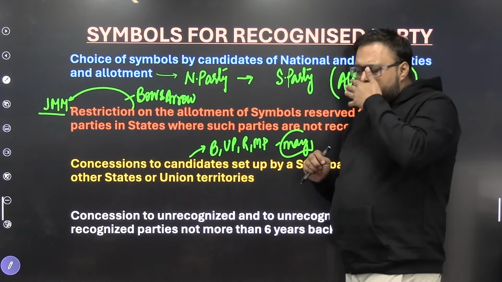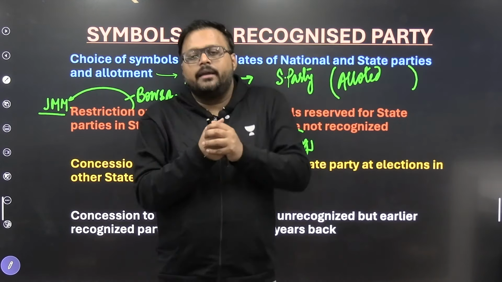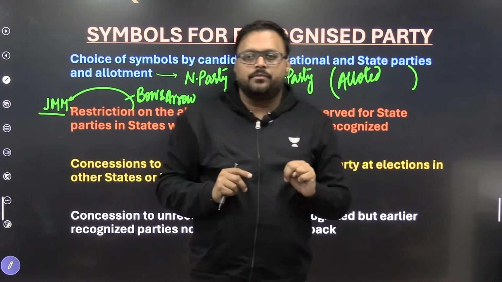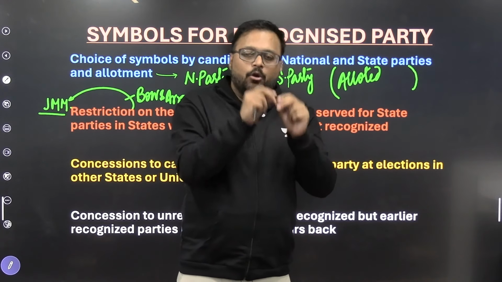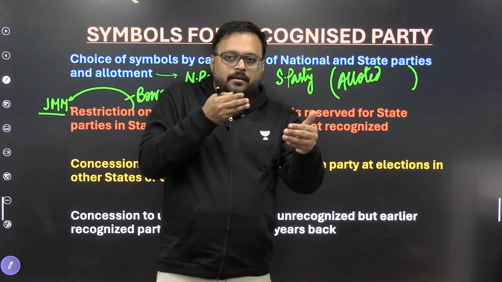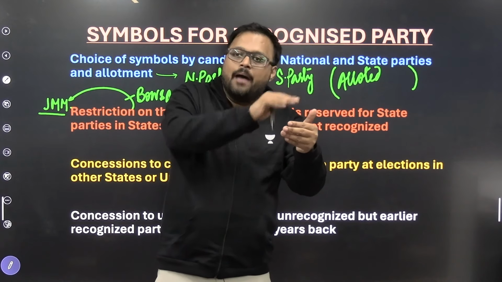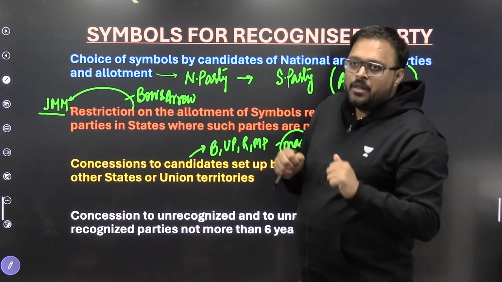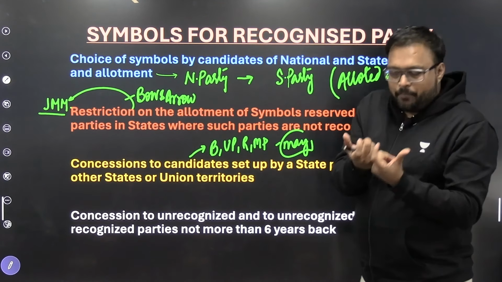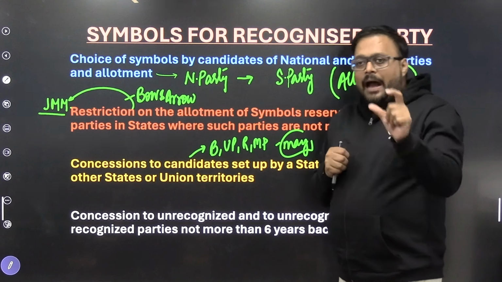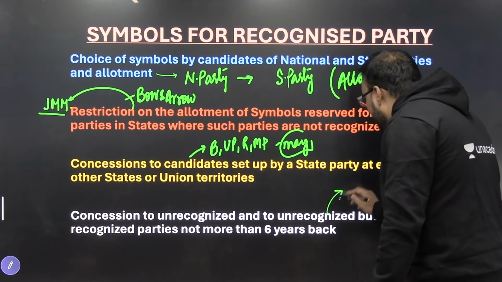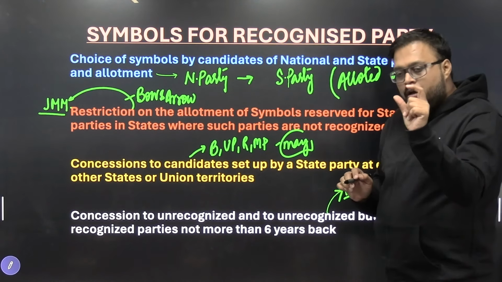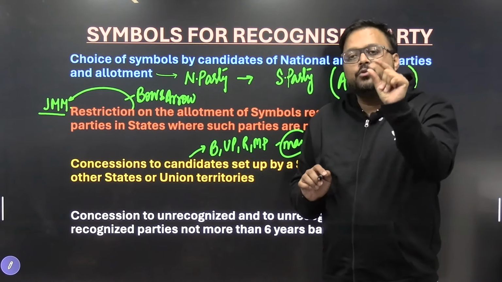Now the last one. Whenever we are talking about a newly registered unrecognized party, and the second scenario is that a party was recognized 6 years back, but in the meantime, within those 6 years, they have lost their status of recognition either as a national party or as a state party. With respect to these two kinds of political parties, under rule number 10, again the word is "may", they may get the symbol which they have used earlier.